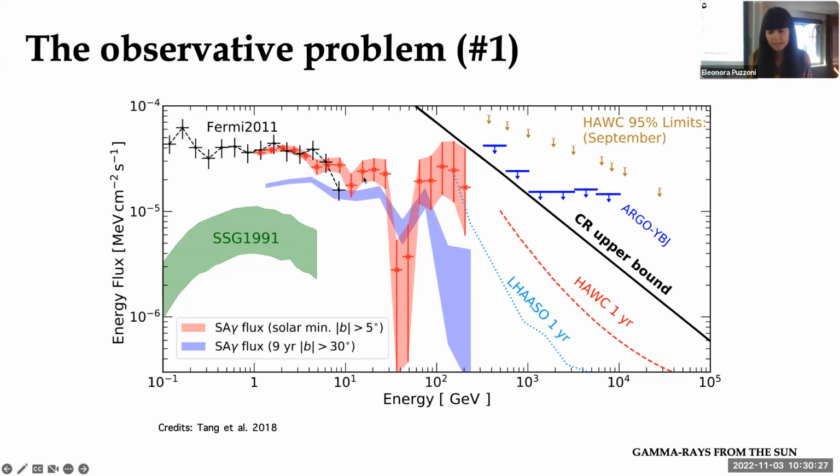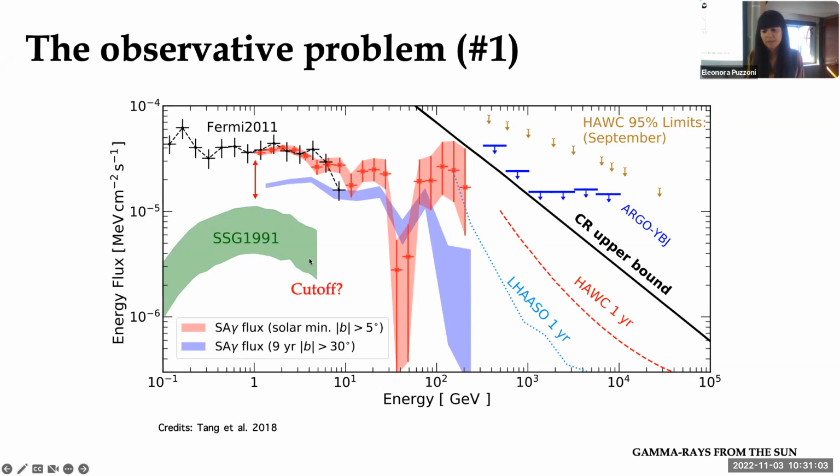Then you see here in red the data collected by Fermi during the solar minimum between 2008 and 2010. And in blue, you see the data collected by Fermi in 9 years between 2008 and 2017. So you clearly see that there are inconsistencies between the theoretical expectation and the observed data. First, we see that the predicted flux is lower than the observed one between 1 and 10 gigaelectron volt.